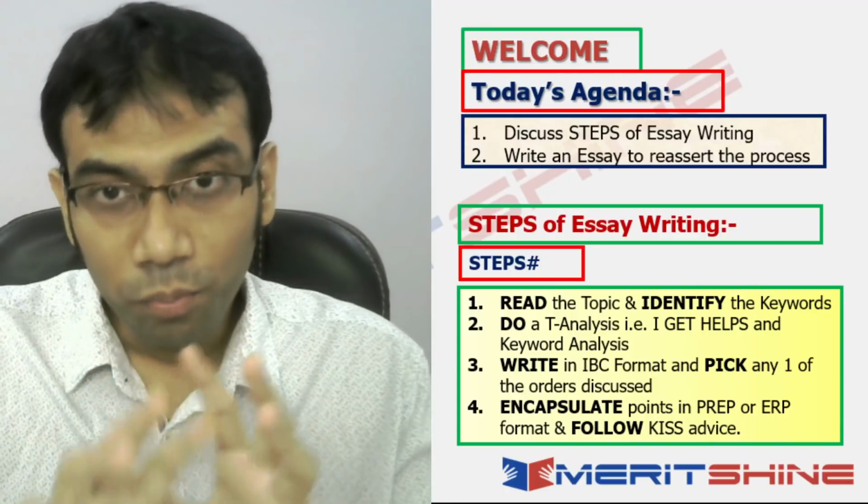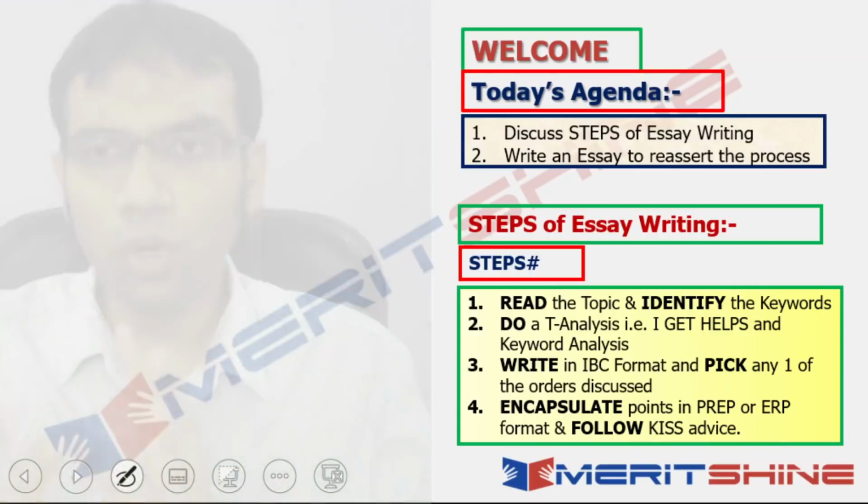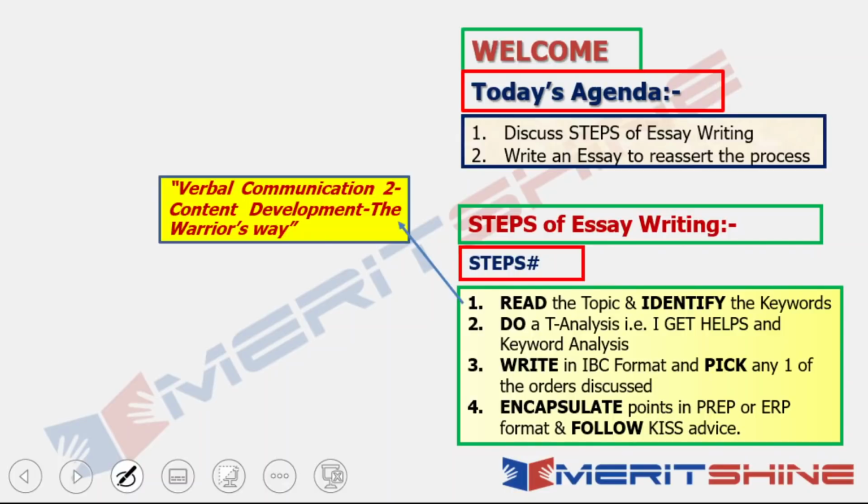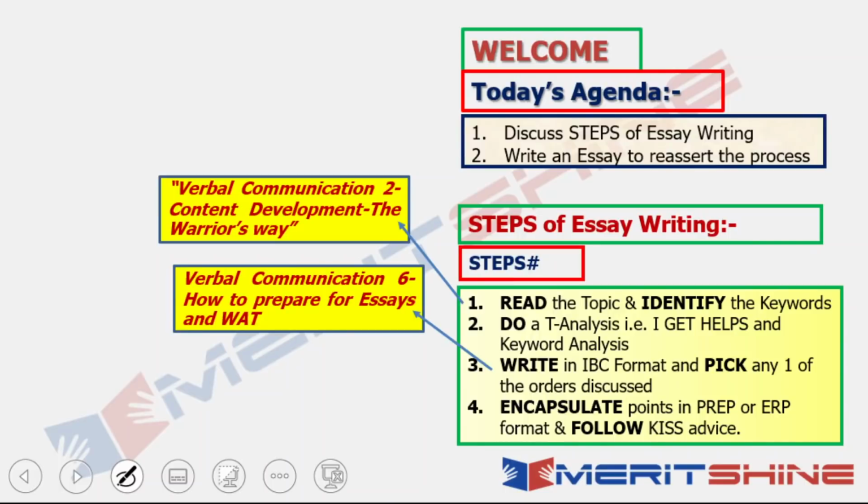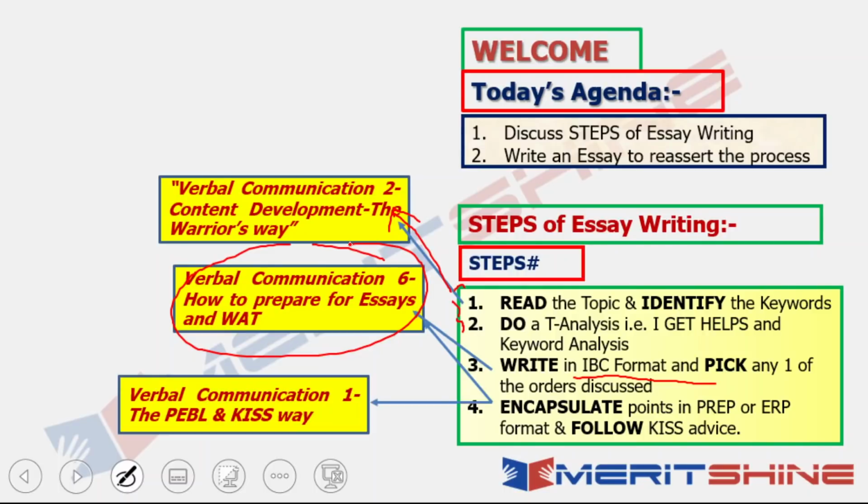Now, I will move out from the screen and give you the reference lectures first, which would be there in the description section too. Read the topic and identify the keywords. This process has been narrated in my Verbal Communication 2 content development, the Warrior's Way lecture. Then write in IBC format and do a T analysis. This was also in these two. Then write in IBC format, pick any one of the orders discussed in this lecture. And in this lecture was the pebble and the KISS way, the encapsulation part. Okay, right? So all of these lectures I have given the link in here.